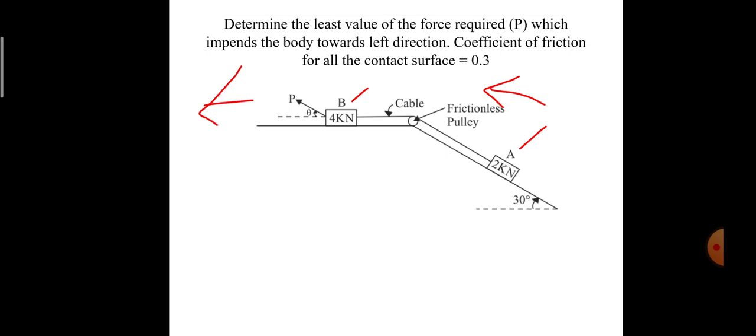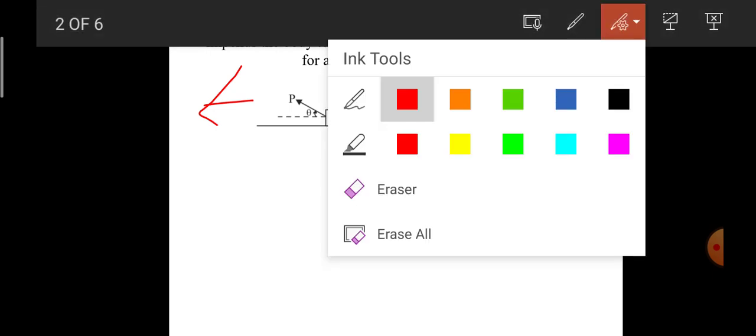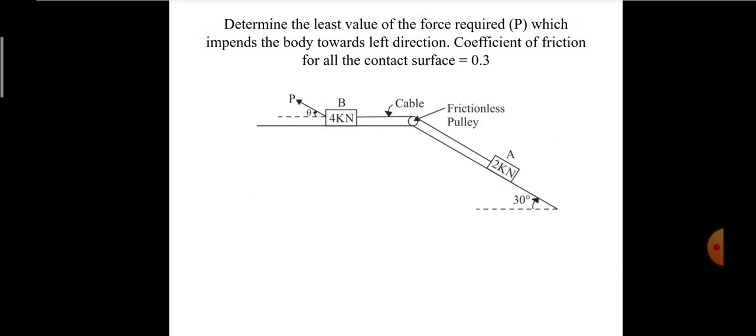Again, they have mentioned that the coefficient of friction for all the contact surfaces is equal to 0.3. We know that the coefficient of friction is nothing but the ratio of frictional force to the normal reaction. They have given it as 0.3, and it is common for all the contact surfaces.